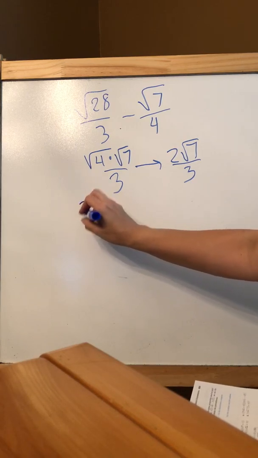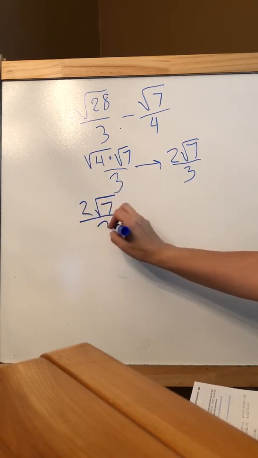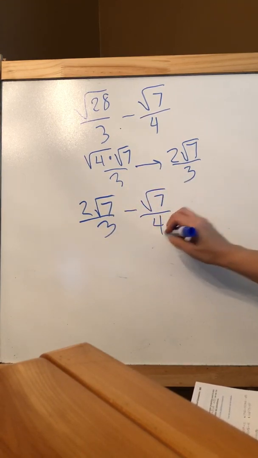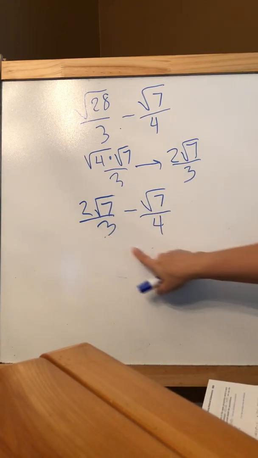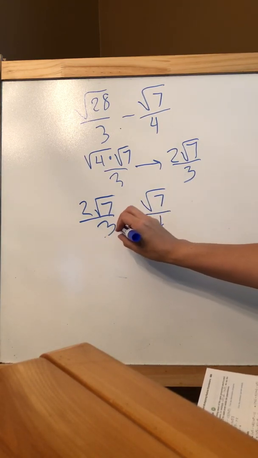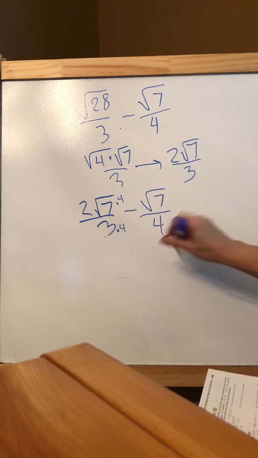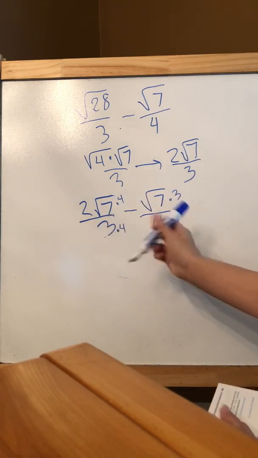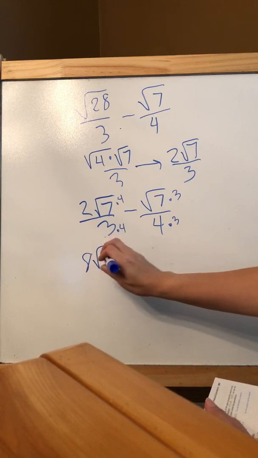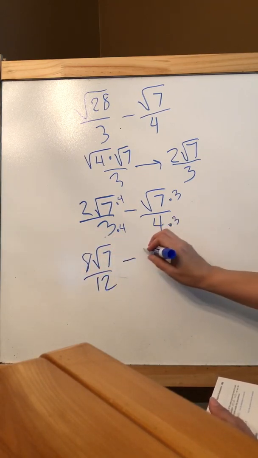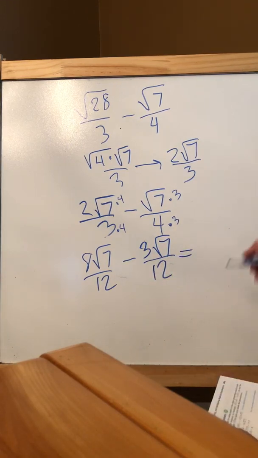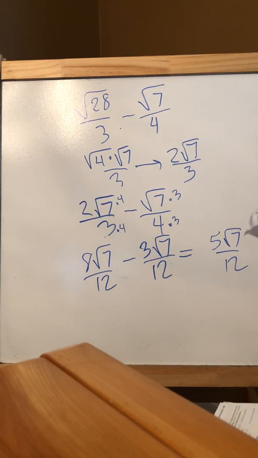Let's rewrite this here. 2 times the square root of 7 over 3 minus the square root of 7 over 4. So our roots are the same, but we don't have a common denominator, so we need to get that. So multiply this side by 4 and multiply this side by 3. And our new equation is going to read 8 times the square root of 7 over 12 minus 3 times the square root of 7 over 12. And now we can subtract like a normal fraction problem. We have 5 times the square root of 7 over 12. Okay, look at B.